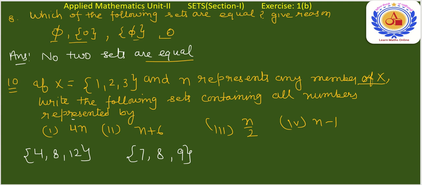So here when we take n is equal to 1, the first element will be 1 by 2. When we take n is equal to 2, the second element, after the cancellation, is 1, and the third element will be 3 by 2. Here when we take n is equal to 1, the first element will be 0, second will be 1 and third will be 2. So we have these four sets. First one is the set containing elements 4, 8, 12, and the second one is the set containing elements 7, 8, 9. The third one is the set containing elements 1 by 2, 1, 3 by 2, and the last one, the fourth one, is the set containing elements 0, 1 and 2.